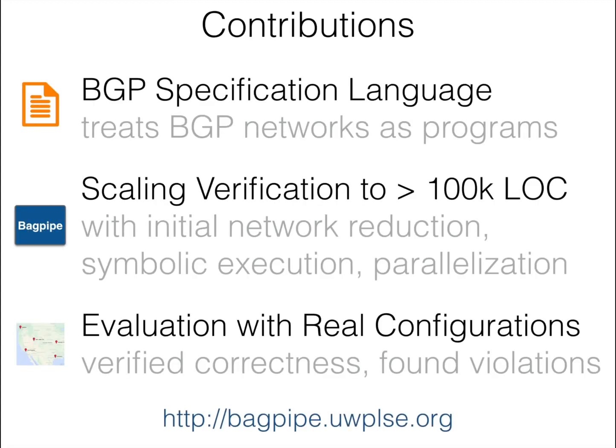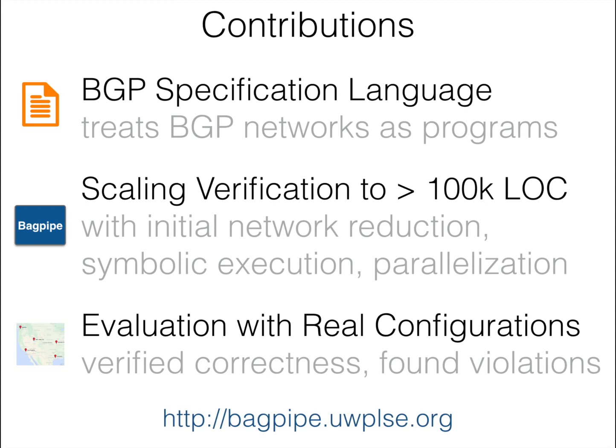Okay, so in summary, our paper makes the following contributions. First, I talked about the BGP specification language. And I think the insight here is that we treated BGP configurations just like normal programs. And in that way, we could use existing PL techniques like full functional specifications to reason about their correctness. Second, I showed how we were able to scale Backpipe to verify specifications for configs with hundreds of thousands of lines of code. And the insights here were the initial network reduction, then parallelization, and finally, symbolic execution.